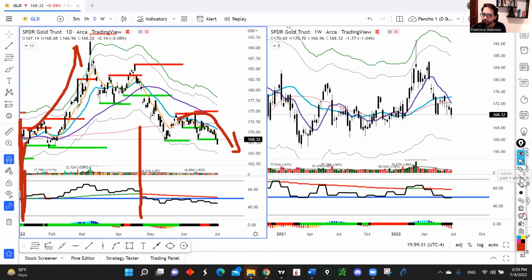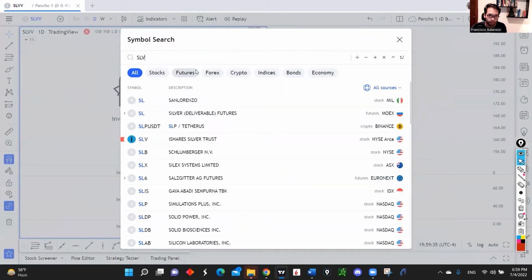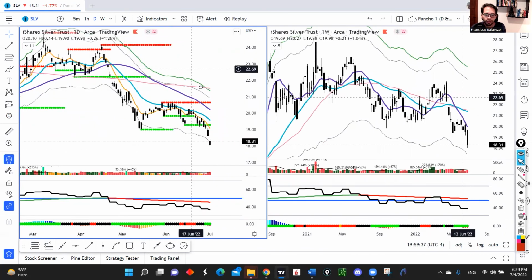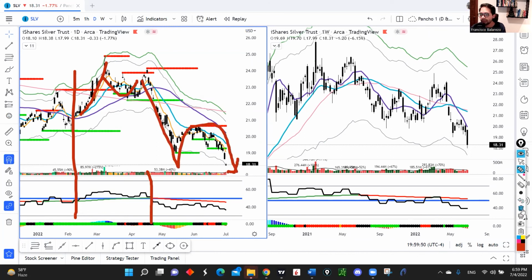That's in gold. And then let's just take a look at SLV. You can see that silver is basically the same thing, right? We had the move in the trend oscillator, a beautiful move to the upside. Then we had a little bit of chop, and then the trend oscillator moved to the downside. And now we're having a pretty strong move to the downside.